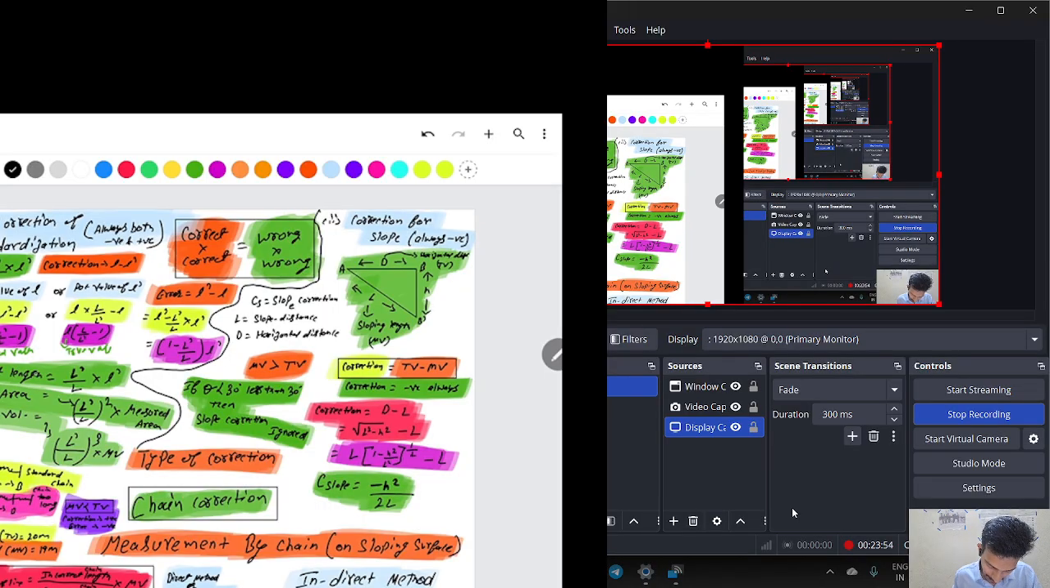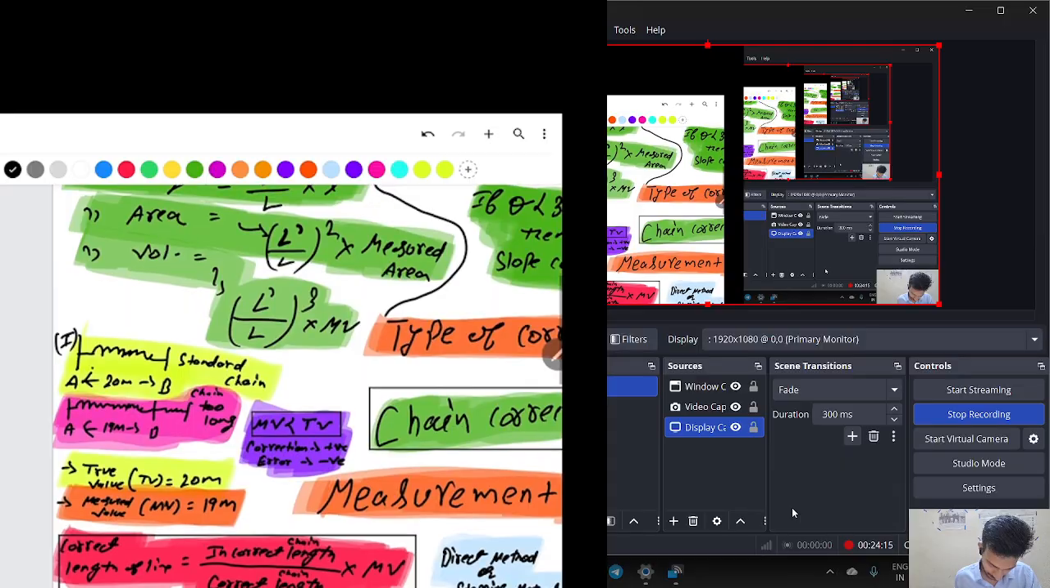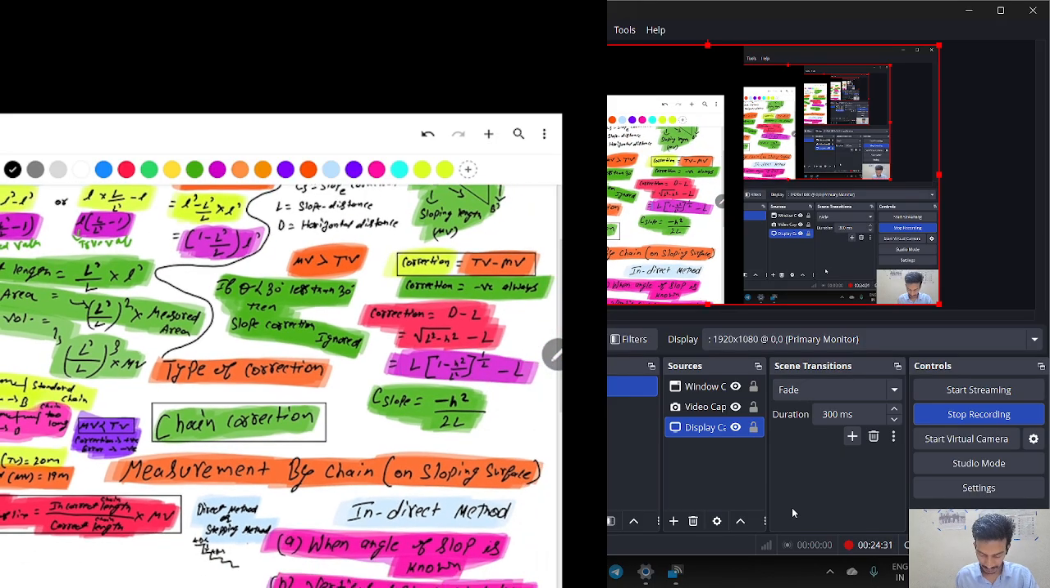The current length is equal to change in length upon length is equal to measured length. If there is an area, then length change into length upon original length, squared, is equal to measured area. Similarly for volume, there is a cube. Now, as true value, measured value: correct length of line is equal to incorrect length of chain upon correct length upon measured length, similar to a chain.